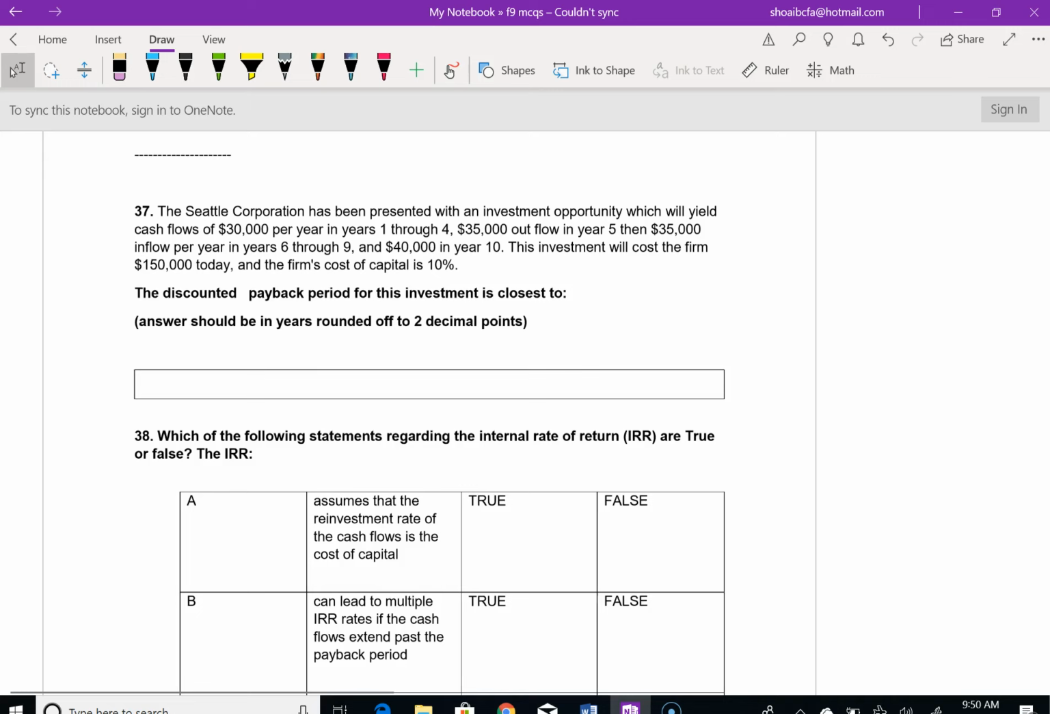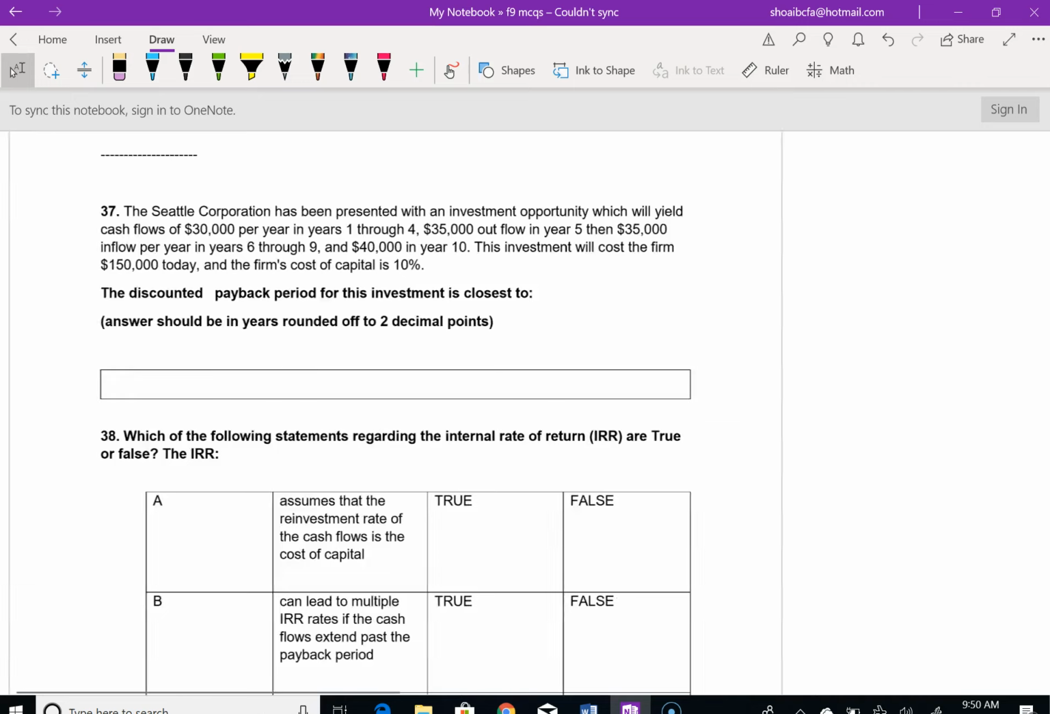Again, in the first 4 years, there is a cash inflow of 30,000. In year 5, there is a cash outflow of 35,000. And then years 6 to 9, 4 years again, the inflows of 35,000. And in year 10, this is an inflow of 40,000. Cost of capital is 10%.